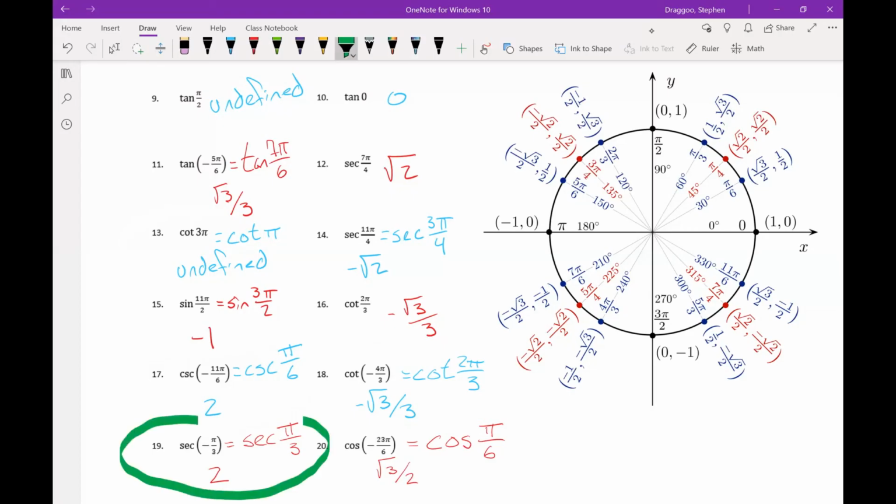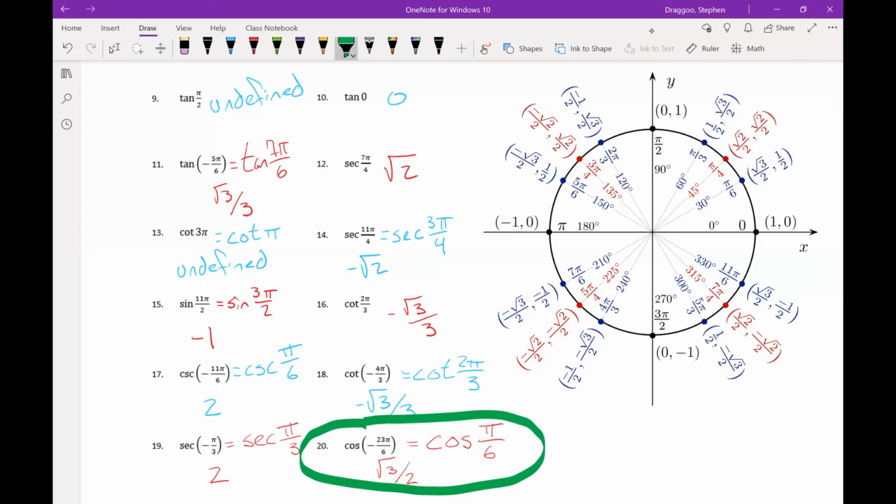In problem 19, I used the fact that secant is even to say that secant of negative pi over 3 is equal to positive secant of pi over 3. And in problem 20, I found a coterminal angle to negative 23 pi over 6 to be pi over 6. Keep in mind that you will need to add 2 pi twice in order to make it to pi over 6.